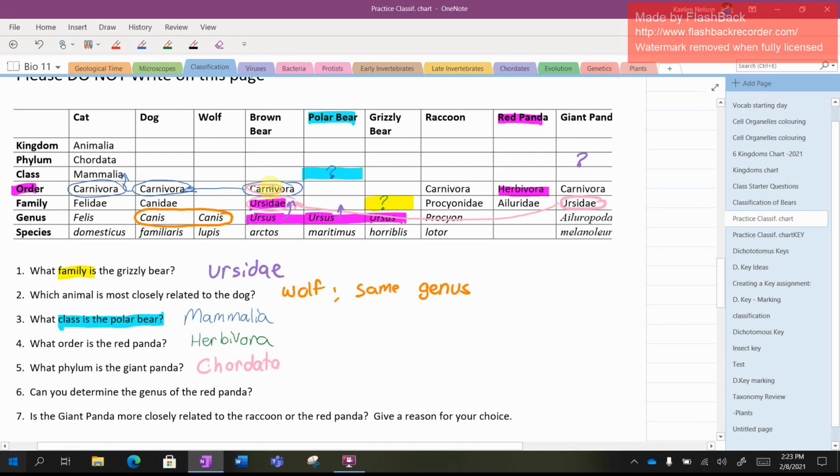Because from my brown bear, I know that these three are the same for the carnivore, and this is a carnivore, so it will also be a Chordata.